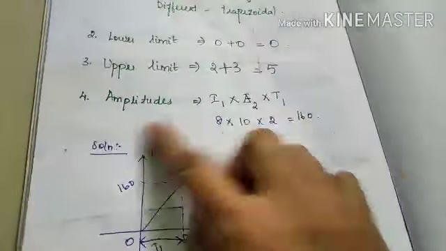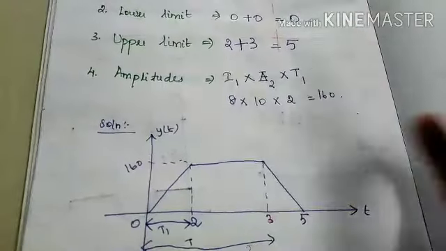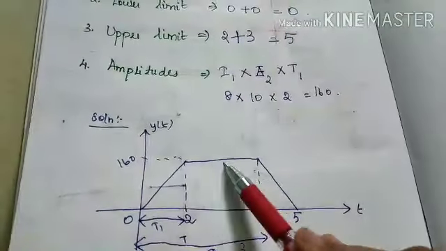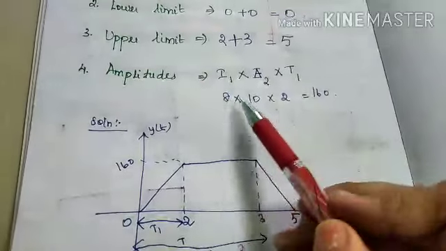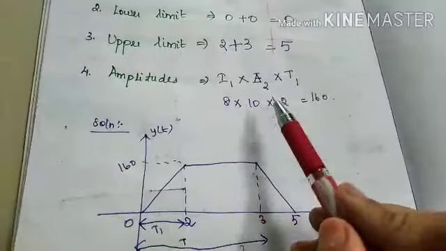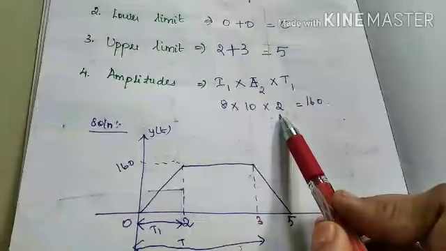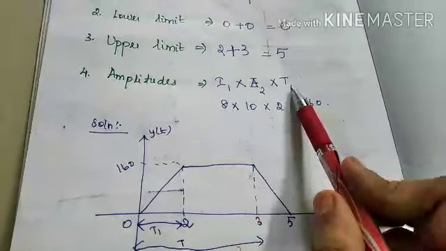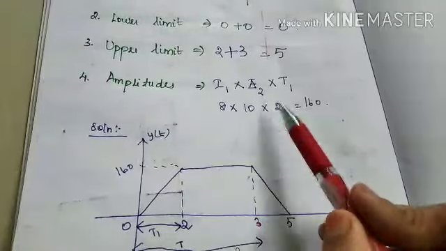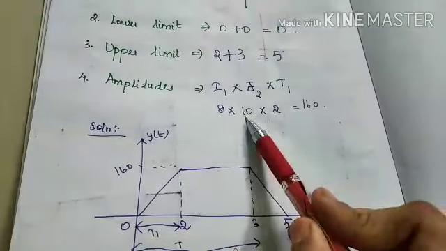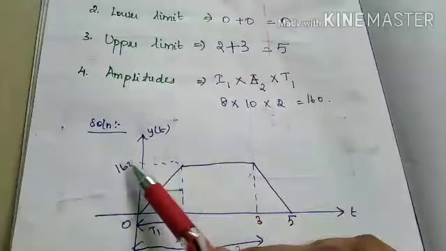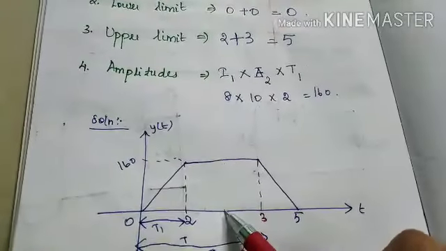Then how can we find the amplitude? Our fourth step is to find the amplitude of our output plot. So amplitude of the input 1, amplitude of the input 2, and then we have to multiply with the value of base length 1, that is T1. So 8 into 10 into 2, 8 into 10 is 80, into 2 is 160. That is the amplitude of our output plot.